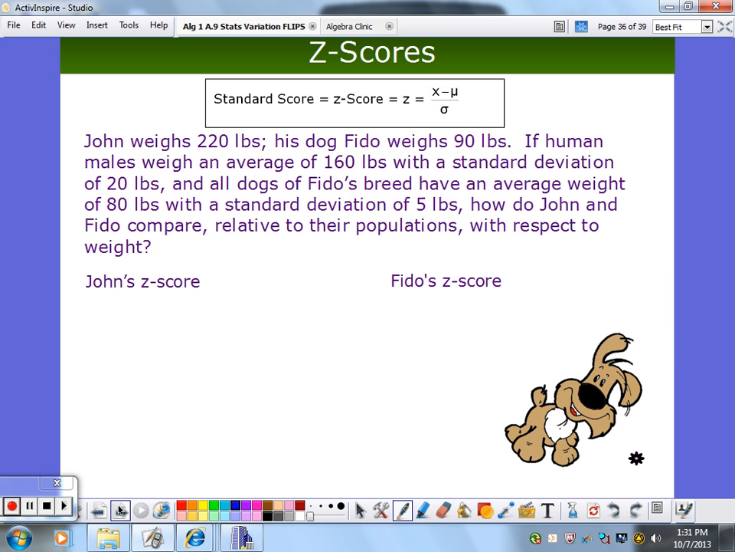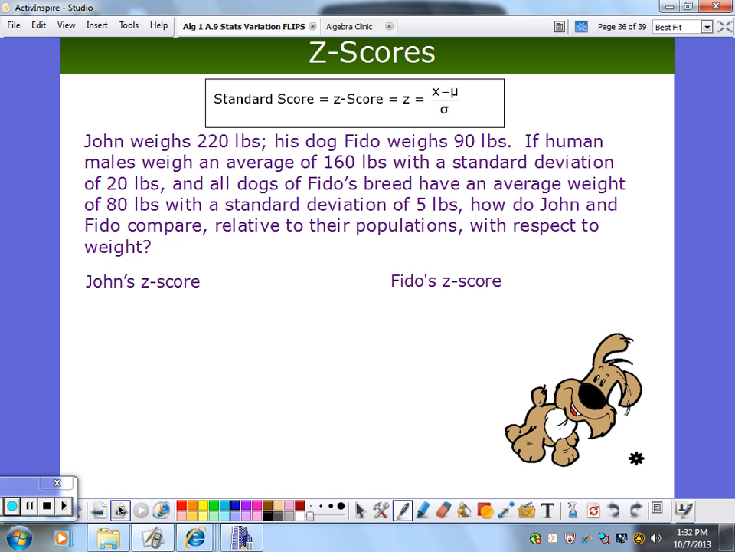Okay, let's look at another kind of problem, because why would we ever use this? It is a good question. Z-score is actually used an awful lot in real world statistics. This kind of analysis, standard deviation, is used an awful lot. We'll see some more examples soon. But let's look at this one.